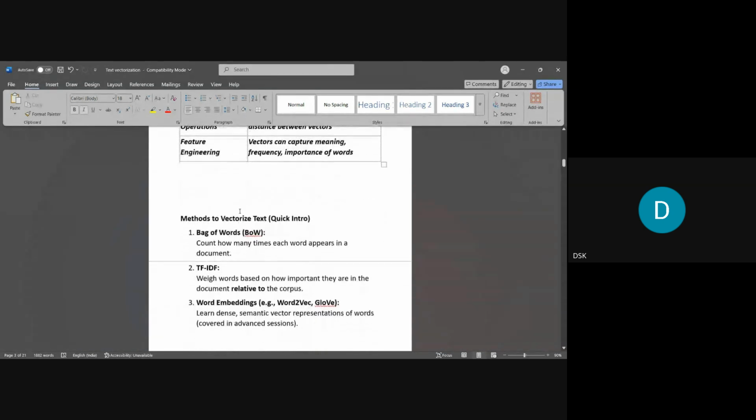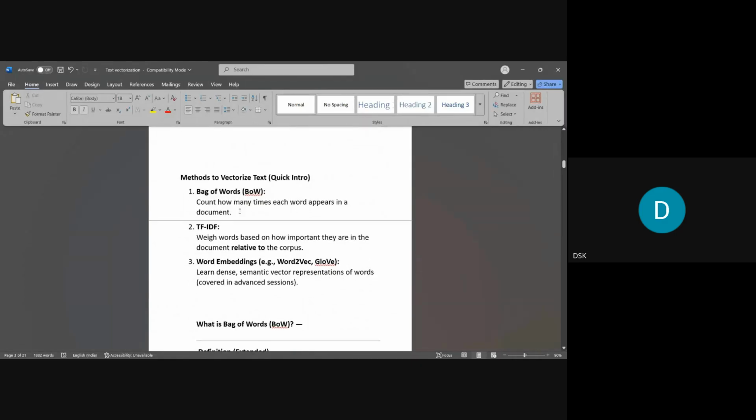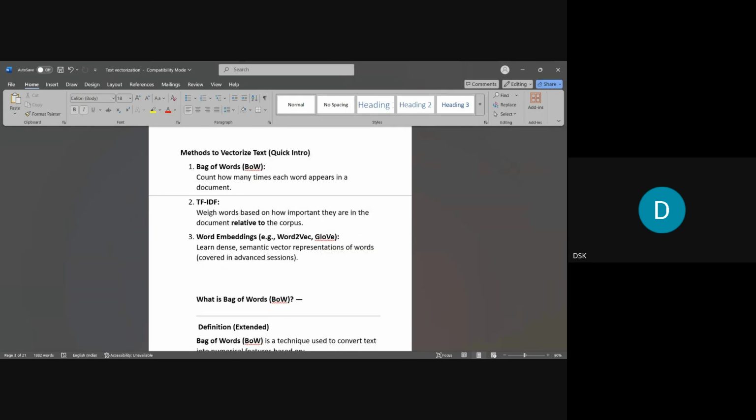So there are three methods to vectorize, a quick intro. First is bag of words, that is BOW. It counts how many times each word appears in a document. TF-IDF weighs words based on how important they are in the document relative to the corpus. Third is word embeddings, for example Word2Vec and GloVe. It learns dense semantic vector representations of words.